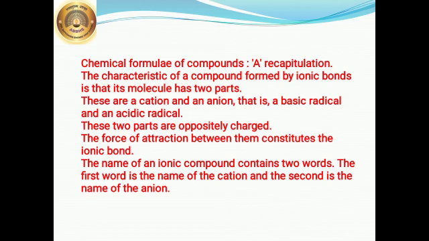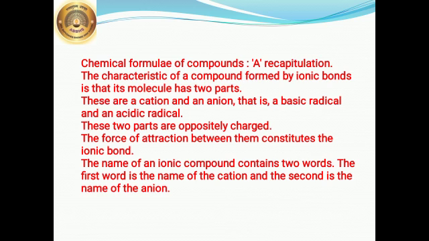The name of the ionic compound contains two words. The first word is the name of the cation and the second is the name of the anion, that is sodium chloride, magnesium chloride, ammonium chloride. In this way, potassium sulfate, in this way it is written.